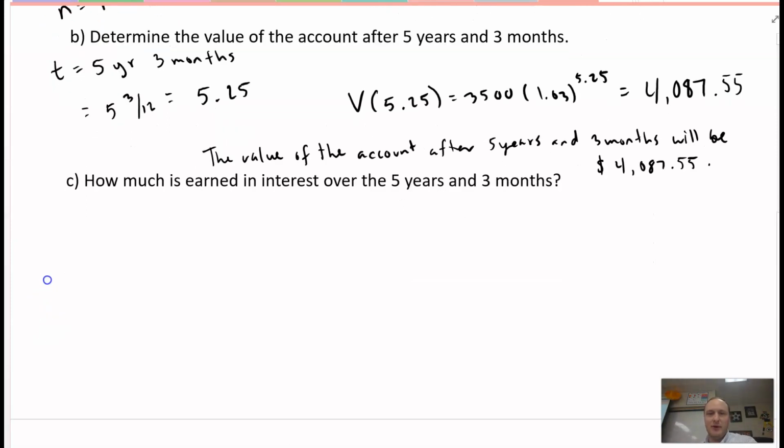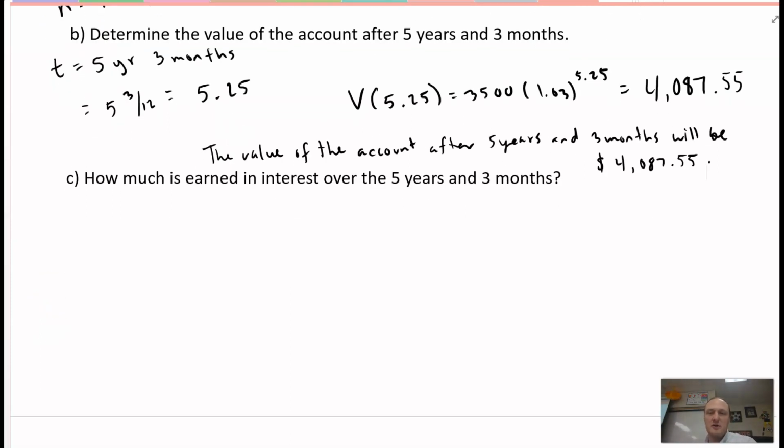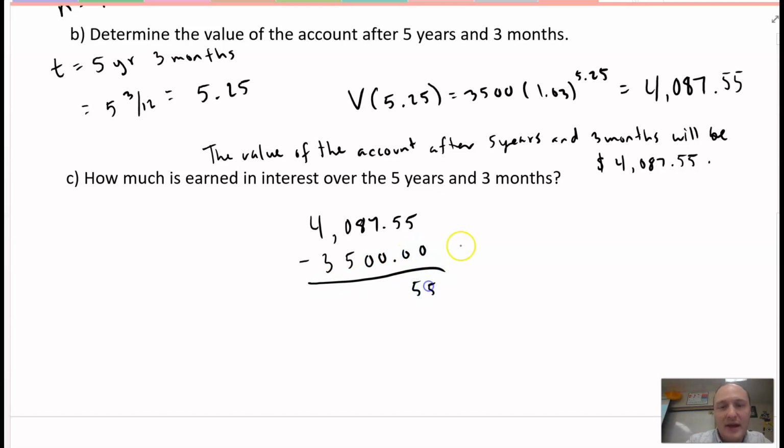Okay, part C, it says how much is earned in interest over the 5 years and the 3 months. Well, I know after 5 years and 3 months, the value of the account is $4,087.55. Well, how much did we start out with? Well, we started out with $3,500. So I can go ahead, I can do some math, and I know that we have approximately $587.55 accrued in interest.